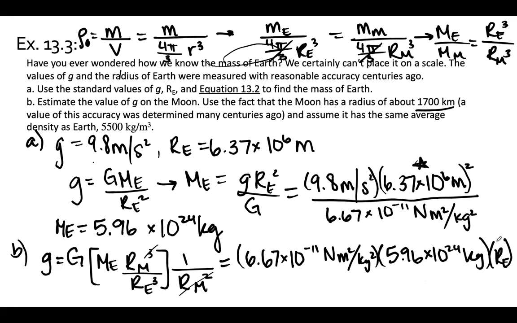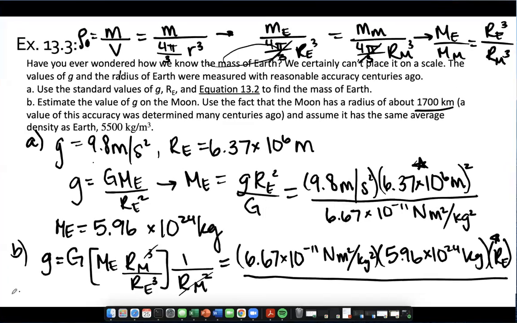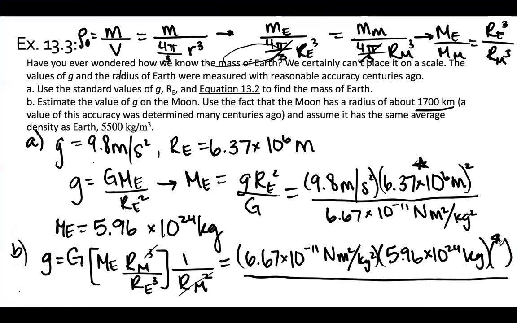Or I'm sorry, it should be the radius of the moon, which is 1,700 kilometers. So let me fix that real quick. There it is. Radius of the moon, which is going to be 1,700 times 10 to the third meters. And then divide that by the radius of the Earth cubed.